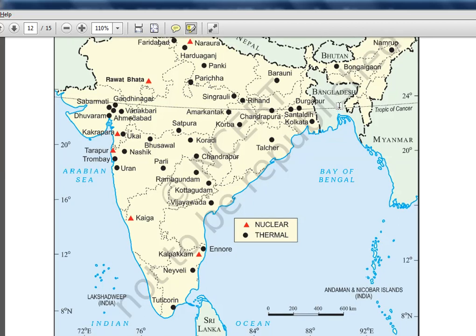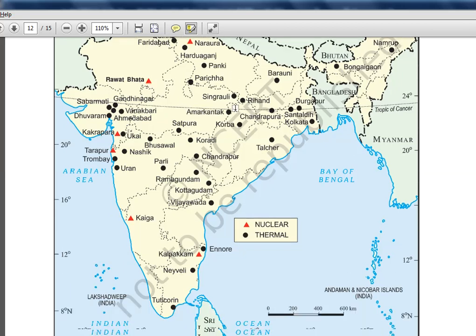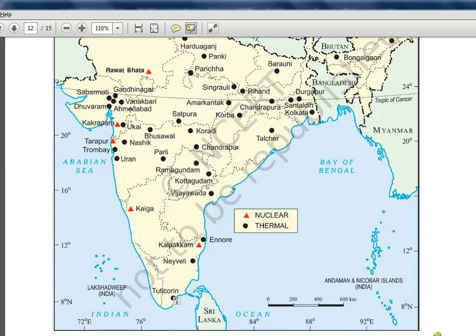Okay, this is actually nuclear and thermal projects. The nuclear project locations have been asked by UPSC, so you should know Kalpakam is in Tamil Nadu, Kaiga is in Karnataka. Then here again Tarapur is in Maharashtra, Rawatbhata is in Rajasthan, Narora is in UP. It has been asked once. Again we have Kudankulam, it is not shown in this picture. Kudankulam is in Tamil Nadu.